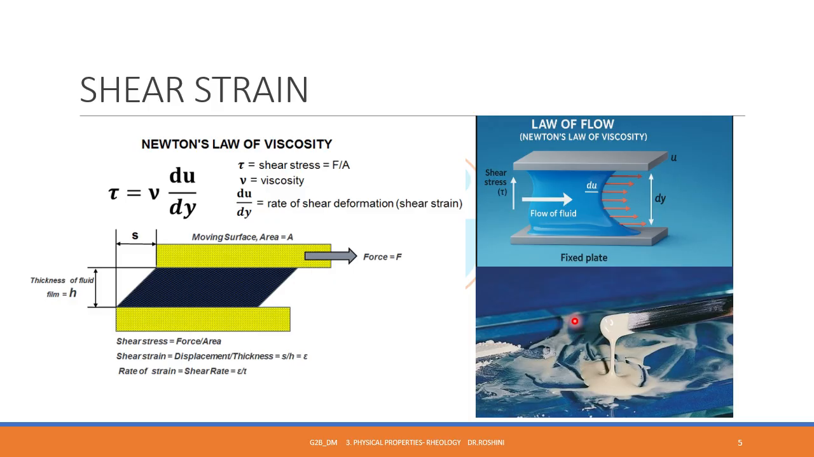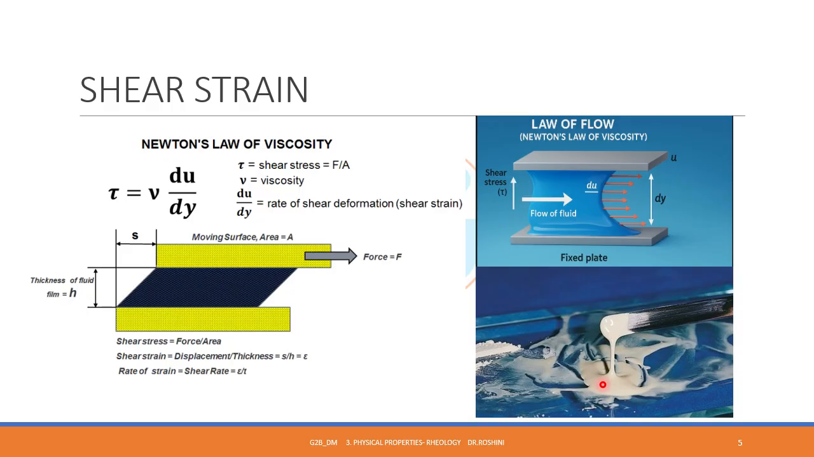Similarly, when you mix a dental cement, you can see the movement of the cement from the fixed base to that of the spatula, and this change in the position from the initial position to the final position because of your movement of the spatula is called the strain. So the change in the dimension or distance compared to the original position is nothing but your shear strain.